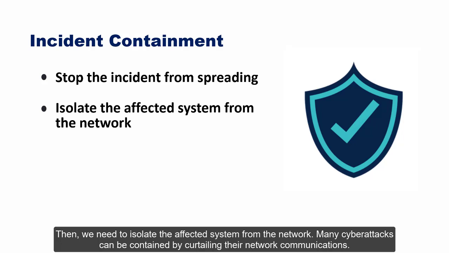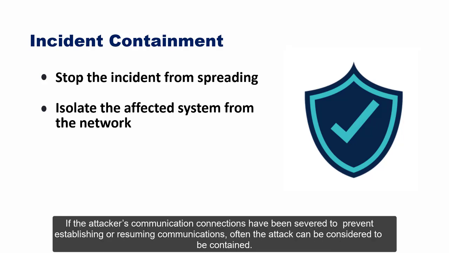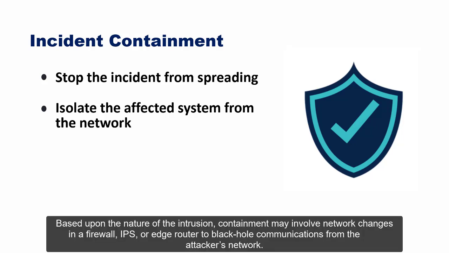Then, we need to isolate the affected system from the network. Many cyberattacks can be contained by curtailing their network communications. If the attacker's communication connections have been severed to prevent establishing or resuming communications, often the attack can be considered to be contained. Based upon the nature of the intrusion, containment may involve network changes in a firewall, IPS, or edge router to black hole communications from the attacker's network.